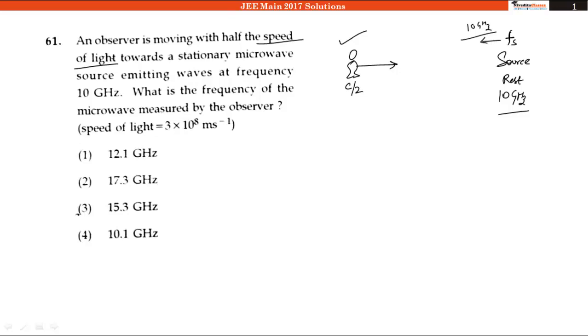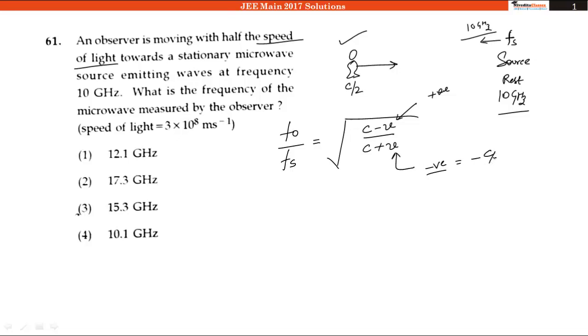If we use the theory of relativity, we can say that Fo, the frequency heard by the observer, divided by Fs will be equal to the root of (C minus V) divided by (C plus V), right? Here the V will be taken as positive if our observer and source are moving away from each other. But in this case, the observer is moving towards the source, so we will take this V as negative, and it will be equal to minus C by 2.